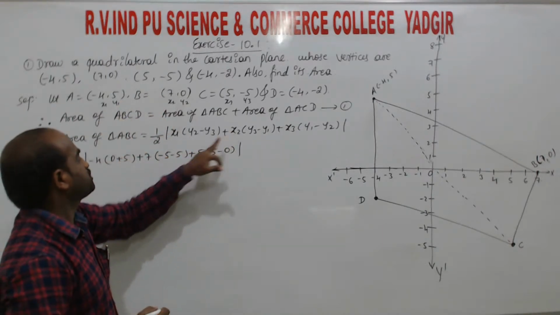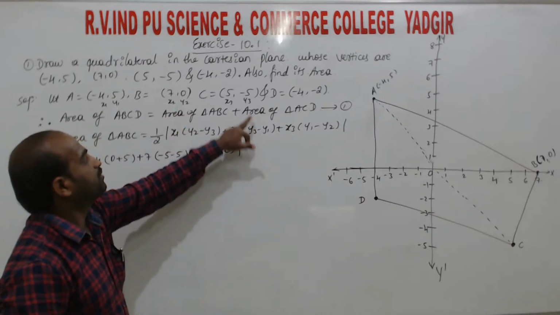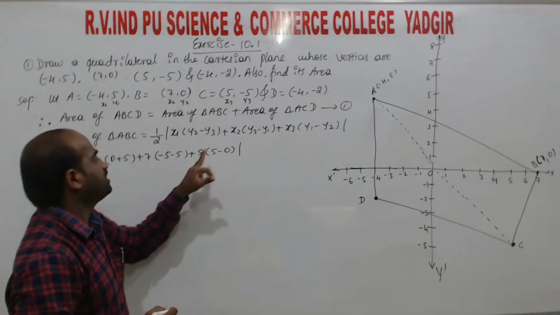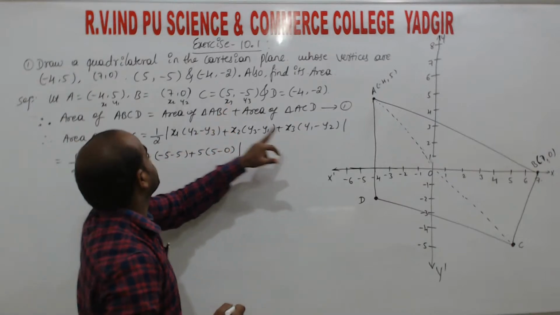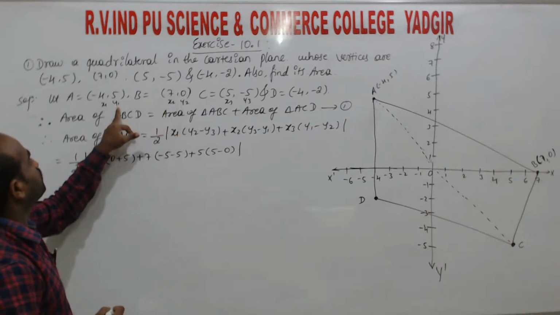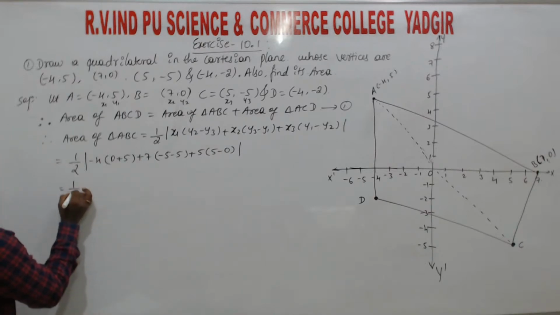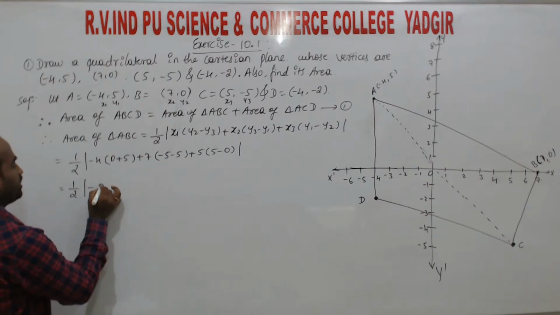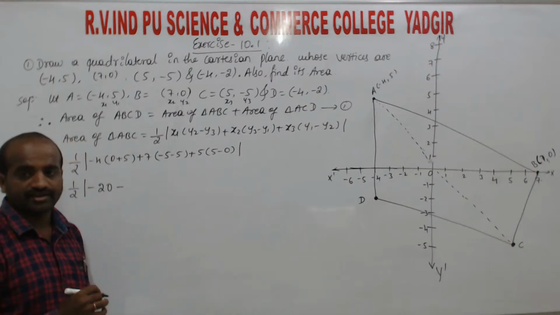Okay. Next term, x2 is 7. y3 minus y1, minus 5, minus plus x3. x3 is 5. Next term, y1 minus y2, 5 minus 0. 1 by 2 into minus 4 into 5, minus 20. Next term, minus 5 minus 10.